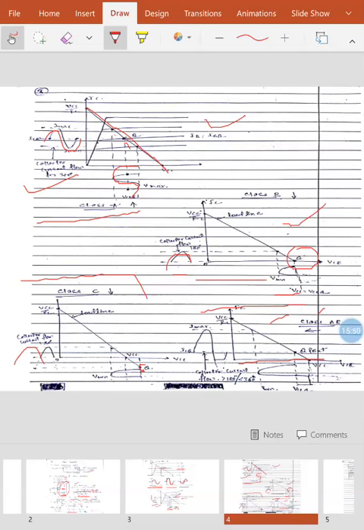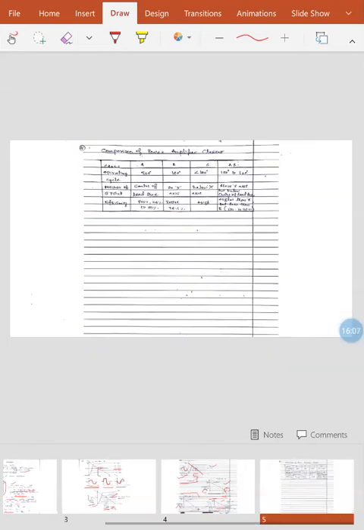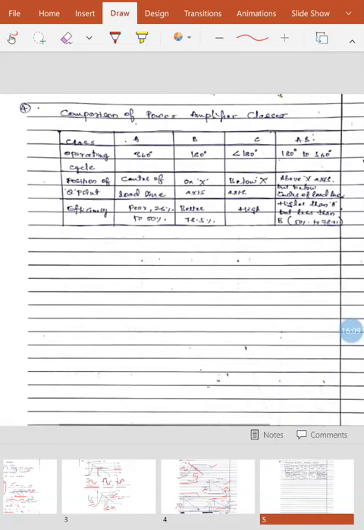When you go for class B, you get only half of the output. In class C, you get even less than half of the cycle. And when you go for class AB, it is more than half a cycle, but less than the full cycle. Okay, so in summary, we can draw the summary like this.